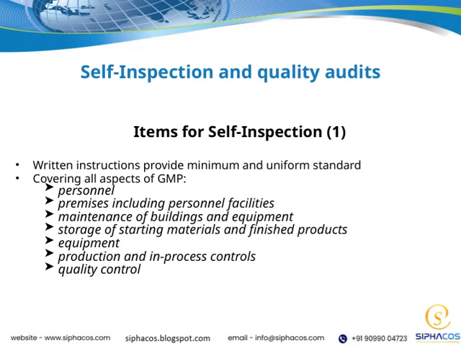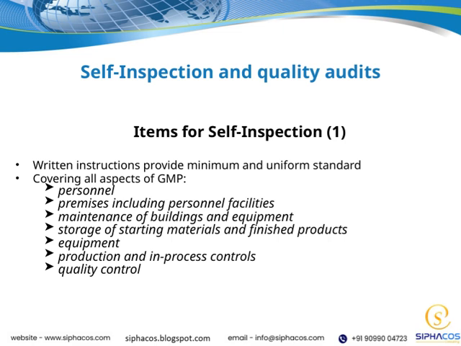Now, let's take a closer look at items for self-inspection. First, written instructions are essential because they set a minimum and uniform standard across all areas. This helps ensure consistency and clarity in our quality practices. Covering all aspects of GMP is critical, and this includes personnel, the premises, along with personnel facilities, and the maintenance of buildings and equipment. Proper storage of starting materials and finished products is also vital to prevent contamination or mix-ups.